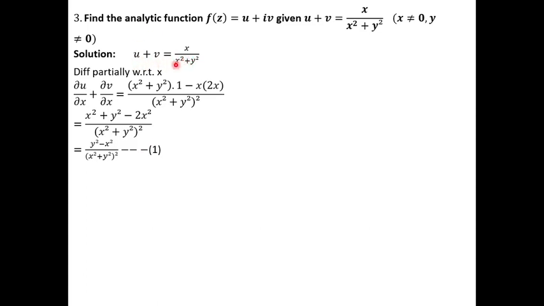Now differentiate this equation u plus v partially with respect to y. We get ∂u/∂y plus ∂v/∂y is equal to, here x is a constant, take it outside, remaining is 1 by x square plus y square. We know that differentiation of 1 by x is minus 1 by x square.